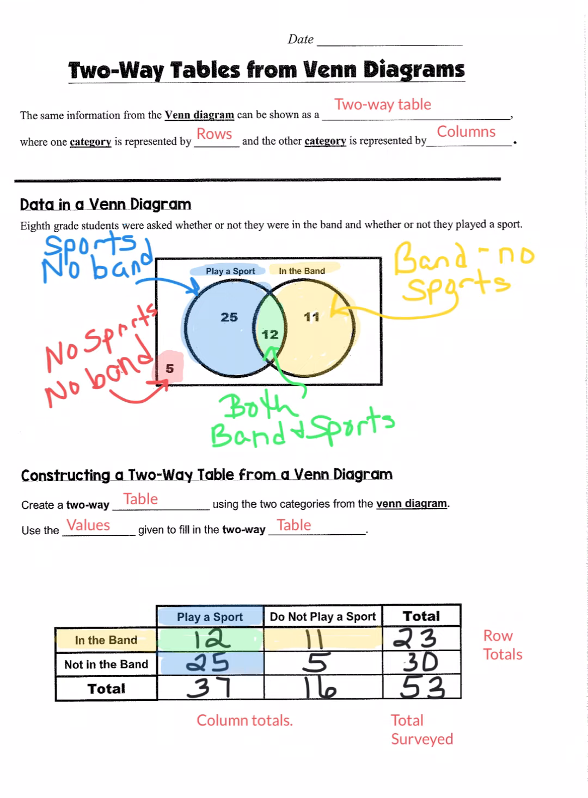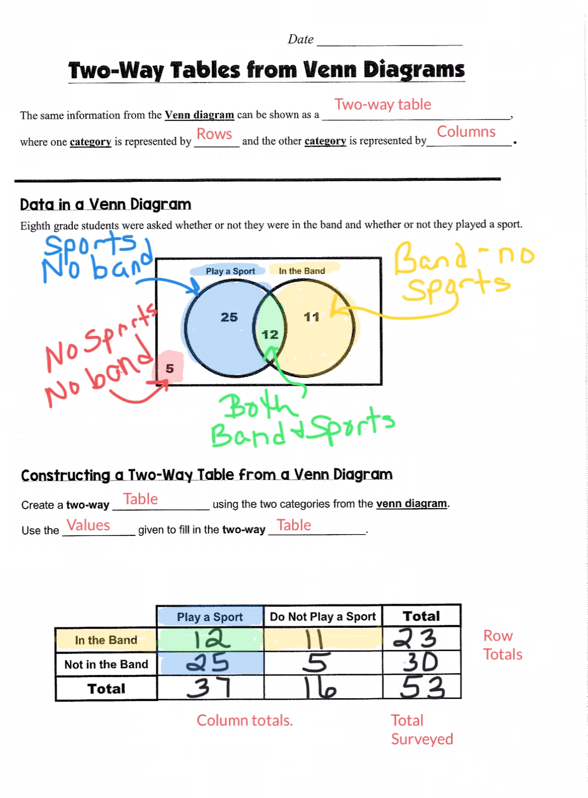Now, we can add our total column here. 23 plus 30 is 53. Notice that when you add your total rows, 37 plus 16, you also get 53. So no matter how you add it up, you get 53. And this is how we know how many students were surveyed altogether. This final number here tells me the total number of students surveyed.